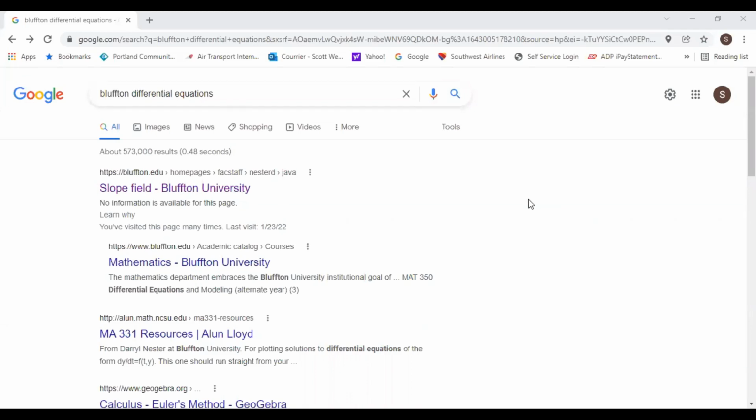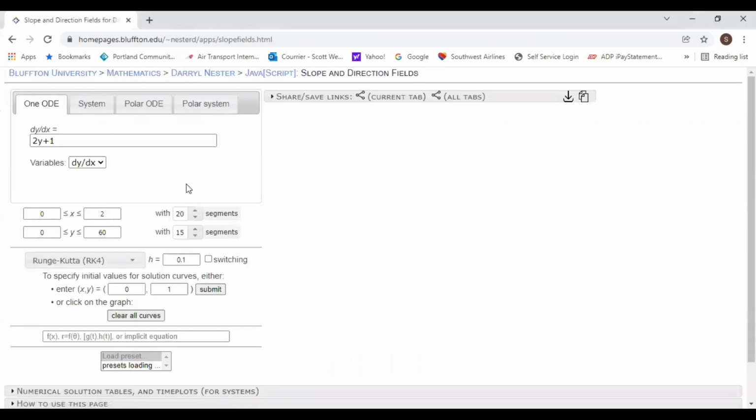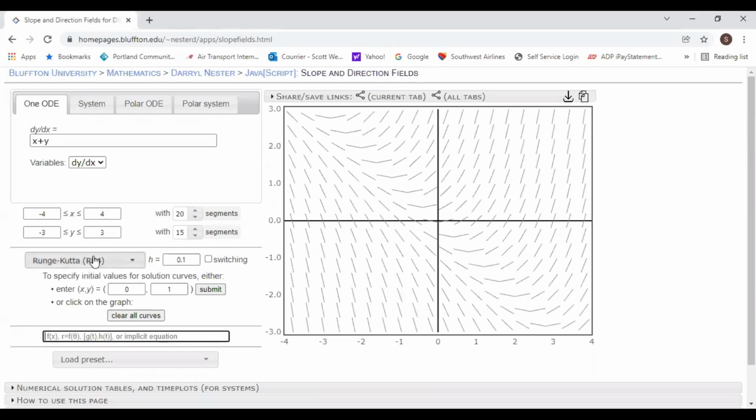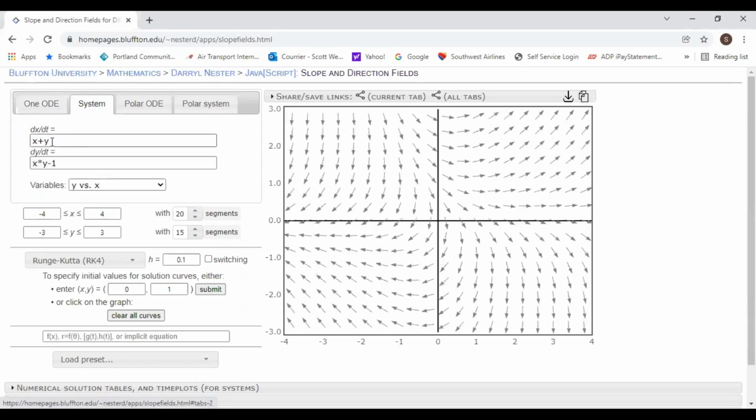All right, here we are at the Google search results for Bluffton differential equations. If you just follow the first one on there, we are at our usual place. Somebody else has been up to some curve sketching, it looks like, and I'm just going to take this now, and let's look at the options that are available to us. All right, so you'll notice that there is no option for a higher order differential equation. However, there is an option for a system of differential equations.